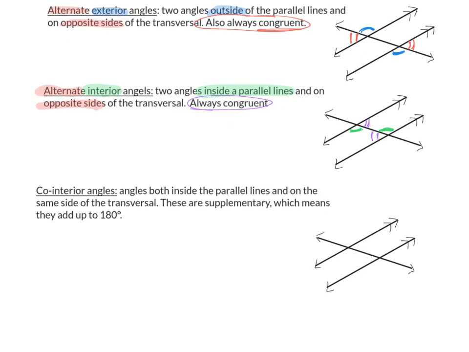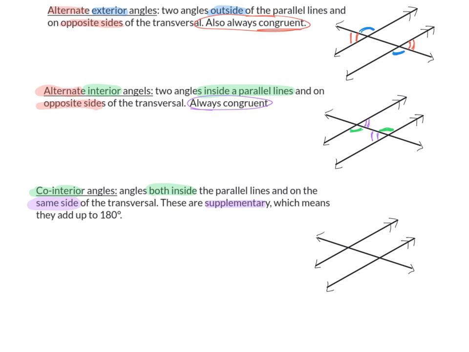The next thing we have are called co-interior angles. These are angles that are both inside. Hopefully when you see the word interior and then co, they are both inside. Co-interior angles are angles both inside the parallel lines and on the same side of the transversal. So that is different in this one. They're on the same side of the transversal. Another different thing about this is that they're supplementary. Hopefully you remember that from middle school, I think. And that means that they add up to 180 degrees.